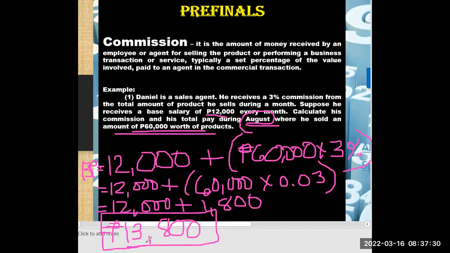Kasi this 13,800 is an additional to kanyang base pay. It's because Daniel here sold 60,000 worth of products. Nakapagbenta siya ng 60,000 worth of products. And 3% to that will be added sa kanyang base pay or sweldo na 12,000 pesos. Okay.